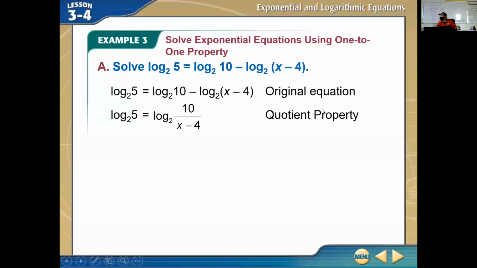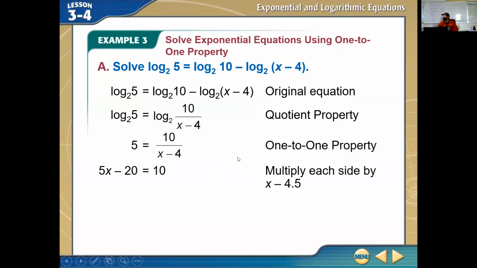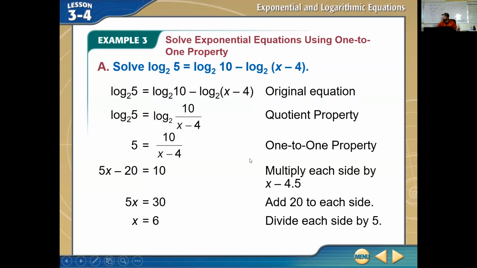Original equation, condense it using the quotient property, then the one-to-one property of logarithms. Multiply each side by x minus 4. I made a typo and put 4.5. Add 20 to isolate the variable. Divide by 5 to finish isolating the variable. And you get that x is equal to 6.